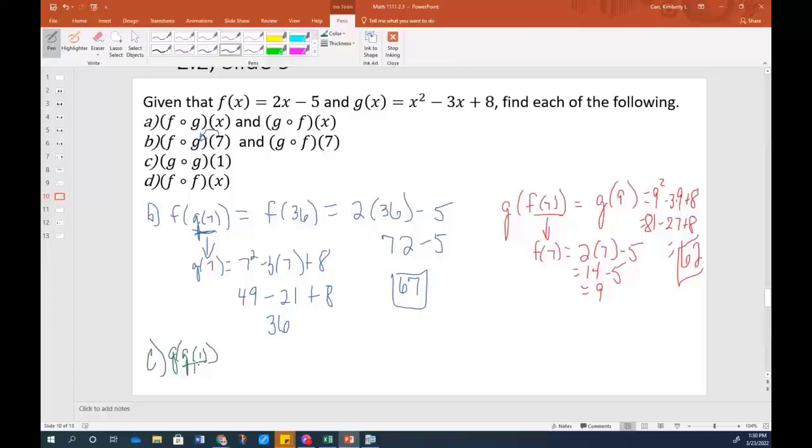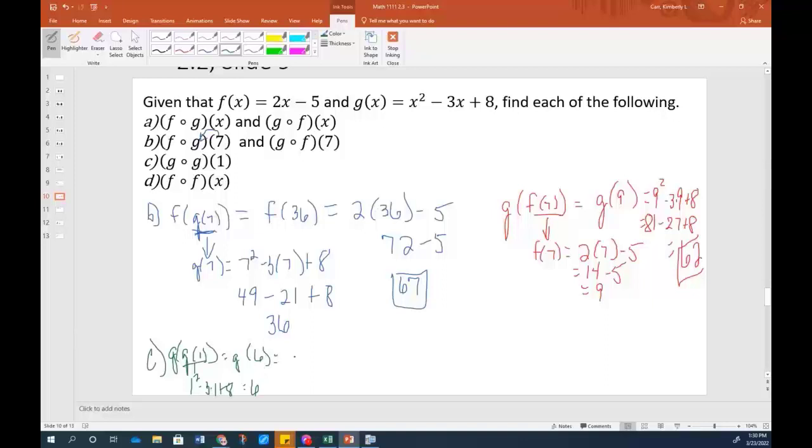Again, first of all, just find out what g of 1 is. So when I plug a 1 into g, I get 1 squared minus 3 times 1 plus 8. Well, that is 1 minus 3 plus 8. 1 minus 3 is negative 2. Negative 2 plus 8 is 6. So then g of 1 is the same thing as g of 6.